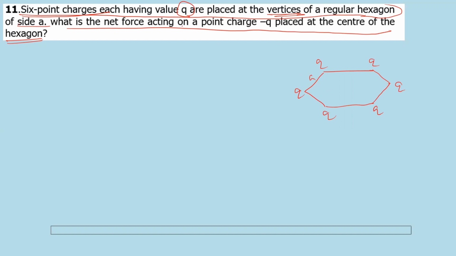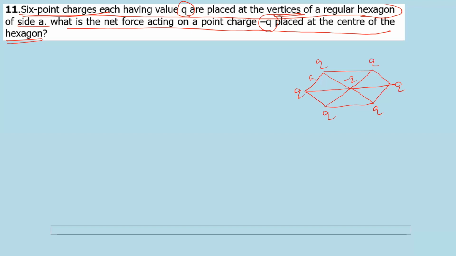Now you see what is the net force acting on a point charge minus q placed at the center. So at the center you can say there is a charge minus q. So what will be the net force on this charge? As we know, when there is a symmetrical charge distribution, then the net force at the center is 0. How is it 0? If you see, this force is positive.